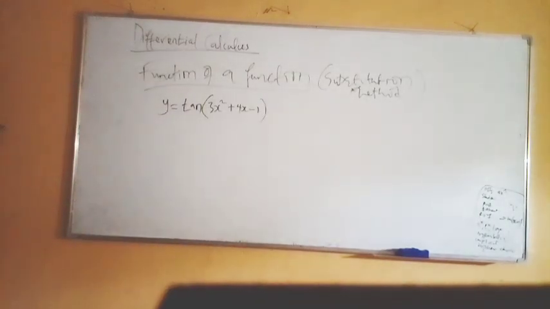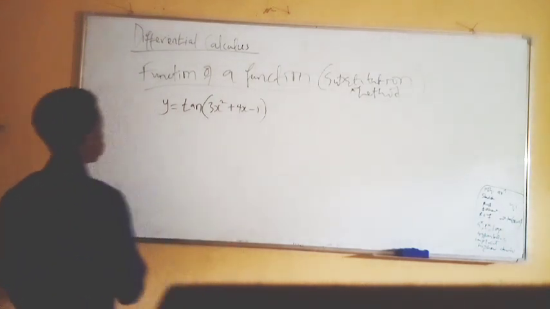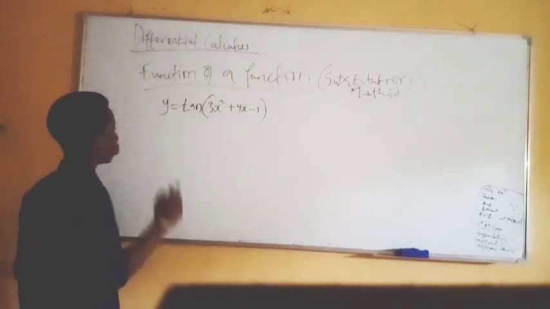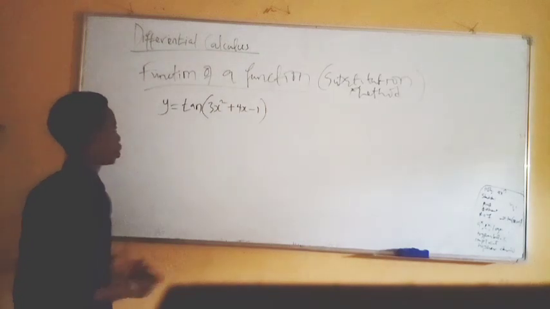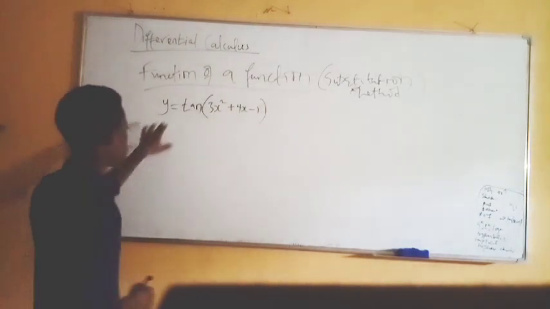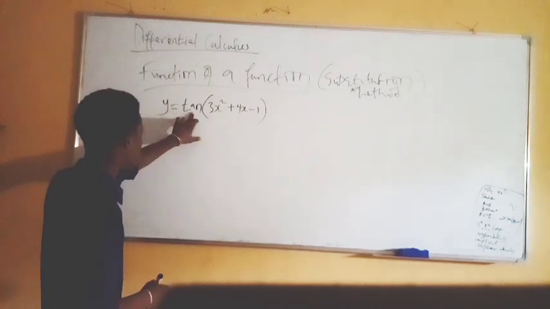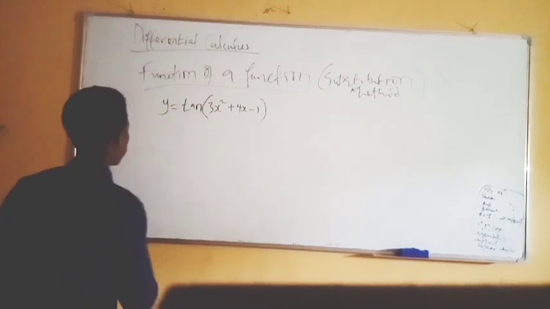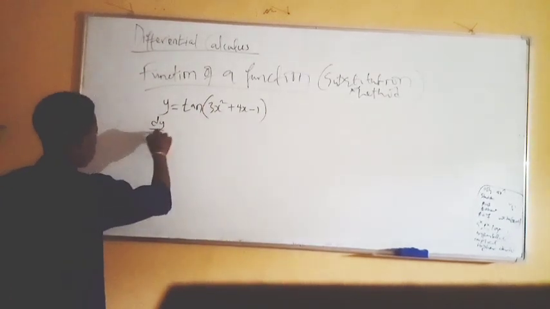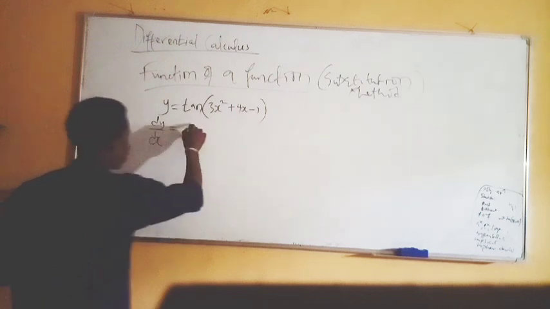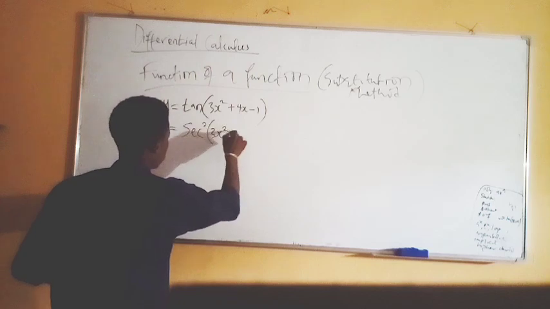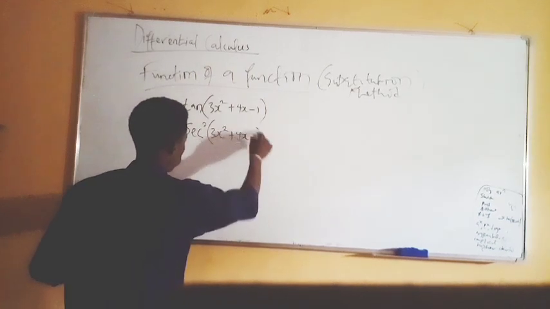We'll do the same, like I said before. The standard derivatives I told you previously to memorize, if we check them, we find out that if I differentiate the tangent function, I'm going to get the square of the secant, which means dy/dx is what? The square of the secant, sec squared of 3x squared plus 4x minus 1.